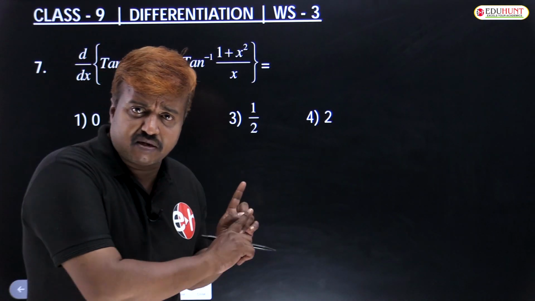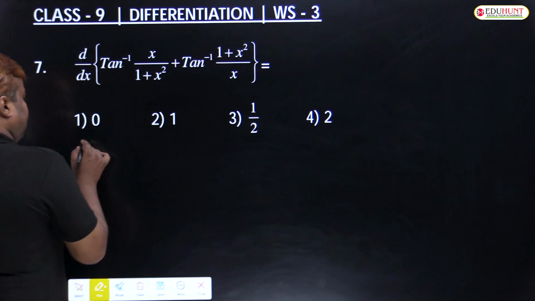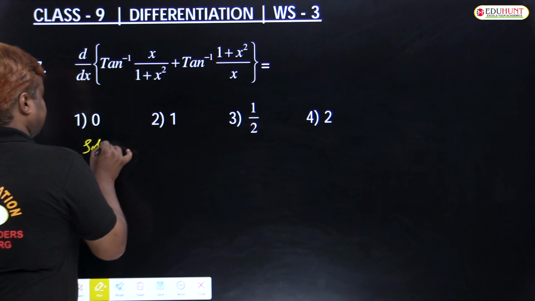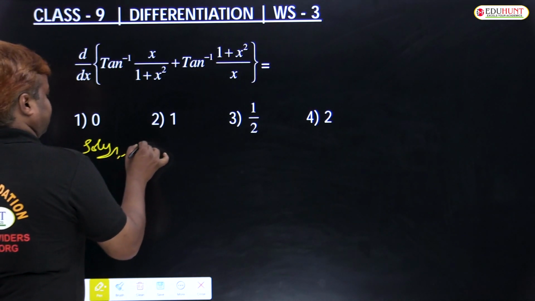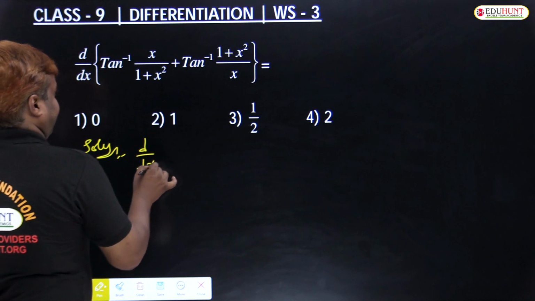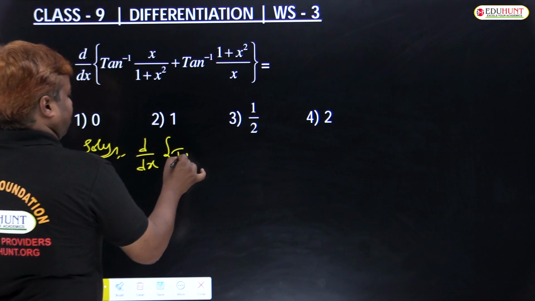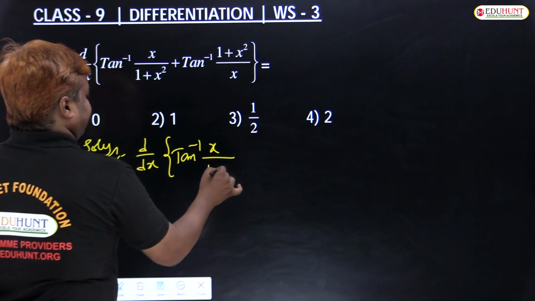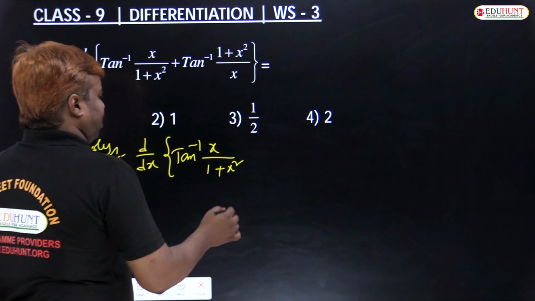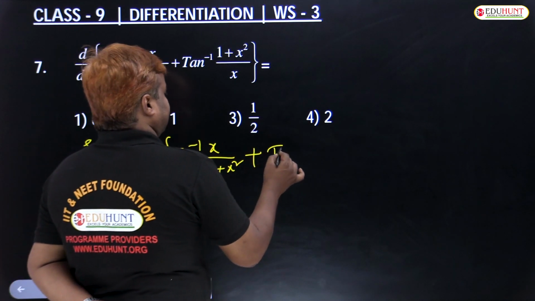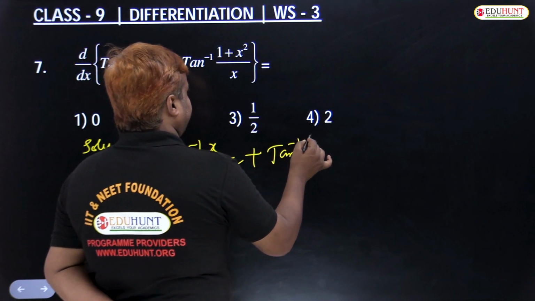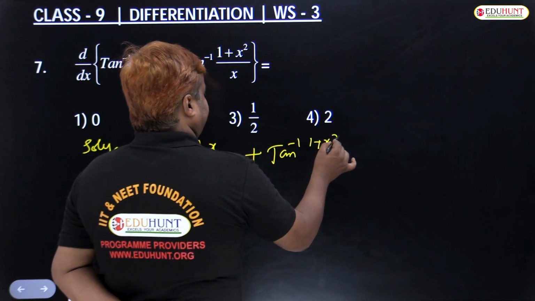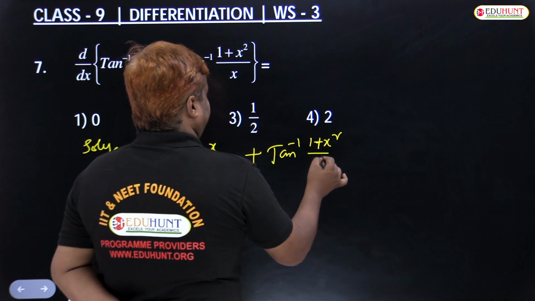Next one is question number 7. So now the solution here: d by dx of tan inverse of x by 1 plus x square plus tan inverse of 1 plus x square by x.